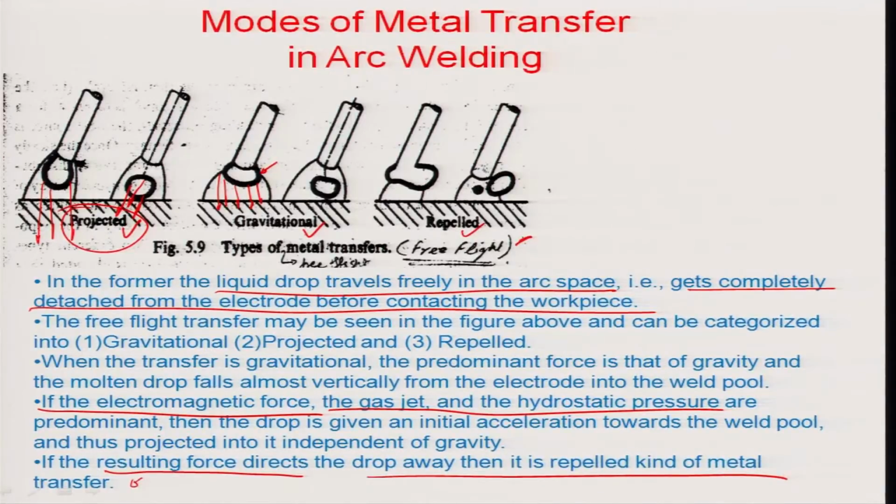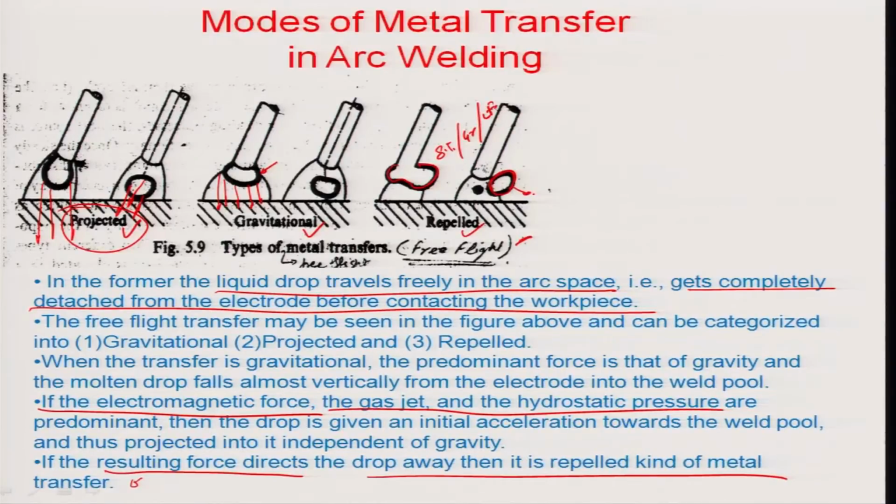So, there may be a possibility that the combination of the surface tension force, the gravity force, and also the Lorentz forces may be enabled in a manner that the droplet separates and moves outside the zone of welding. So, effectively the metal transfer within the weldment is very low and it goes out, and you can associate a defect with this, because the welding is not proper because of such conditions, and it is called a repelled kind of metal transfer.